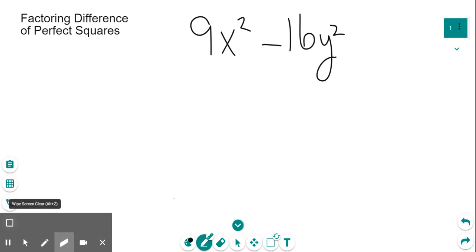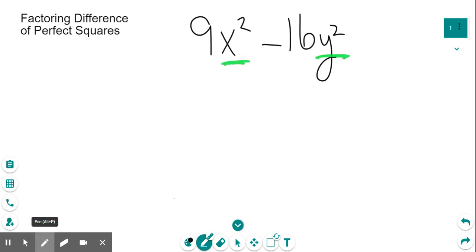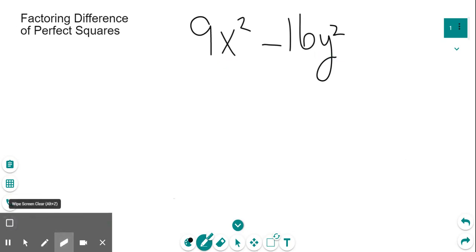Now let's take a look at the variables. We have x squared and we have y squared. There is nothing in common there either. So GCF has been checked for and there is no GCF. All right, so now we would take a look at what else could be happening here.